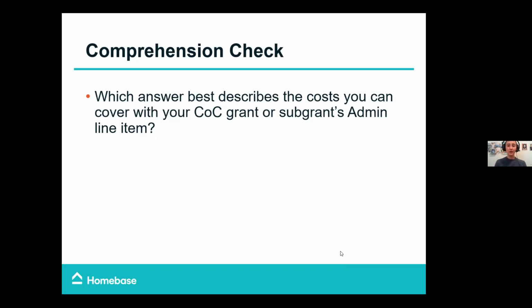So your options are: my admin line item can cover my agency's overhead costs; my admin line item can cover just specifically the total personnel costs for administrative staff or departments; or my admin line item can cover the specific costs that are described in the CoC program interim rule as admin costs. So of those 3, what do you think best describes what you can use your admin costs to cover?